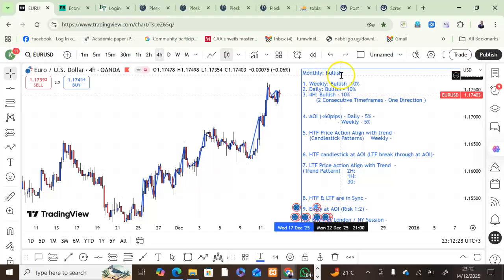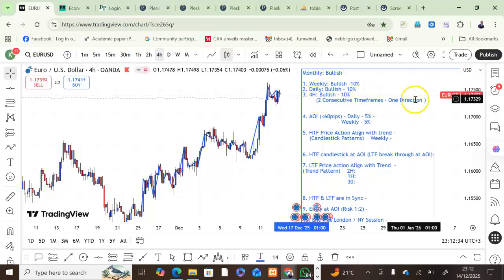So now I can see my trend is bullish, bullish, bullish, bullish. So overall it is bullish, and then I have two consecutive time frames in sync. So let's say I had the weekly as bullish, the daily as bearish, then the 4-hour as bullish, you do not take the trade there.